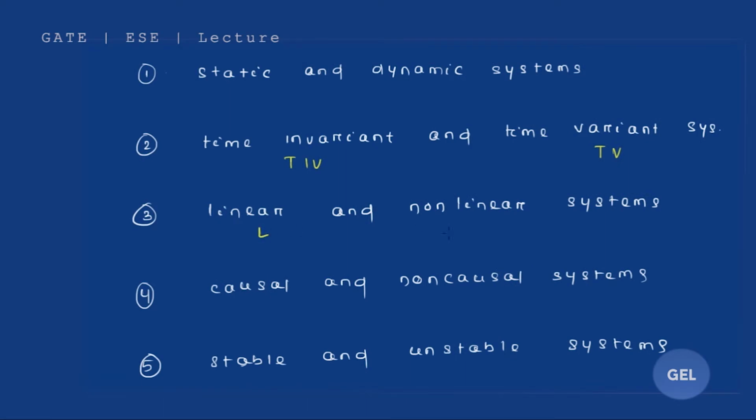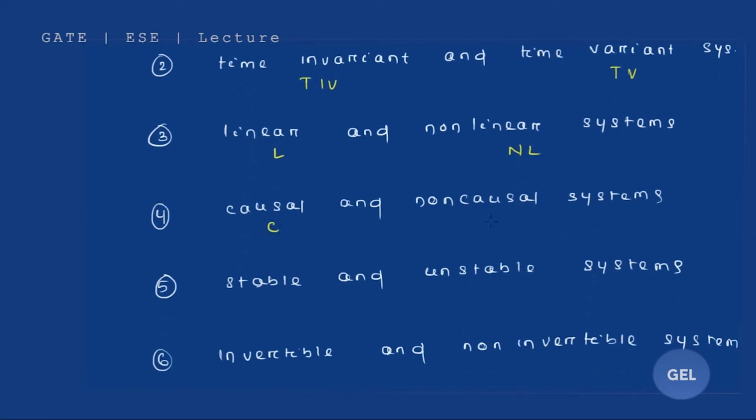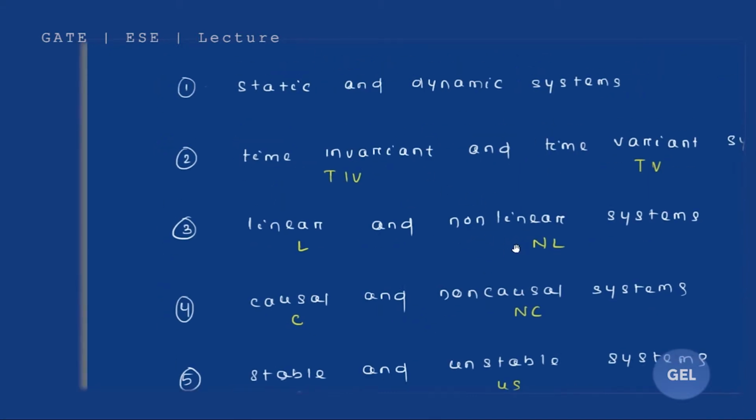Then linear and non-linear, then causal and non-causal, then stable and unstable. We'll go into detailed analysis of all of these system types, and also invertible and non-invertible. Each and every type is very important.